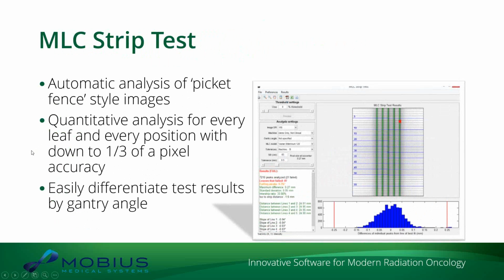MLC strip test. This is the test that TG-142 recommends doing on a weekly basis. They recommend doing this in a qualitative manner. We believe that quantitative is always better, and so we make it very easy to do that. So basically, this is an automatic analysis of a picket fence style image. You get a quantitative analysis for every leaf in every position, all the way down to a third of a pixel accuracy. And then the software is designed so you can easily differentiate your test results, because they then tell you on a monthly basis and I believe a yearly basis to do these tests at the different gantry angles. And so you can easily differentiate that and save it to the database that way and see if anything is changing with your different gantry angles.